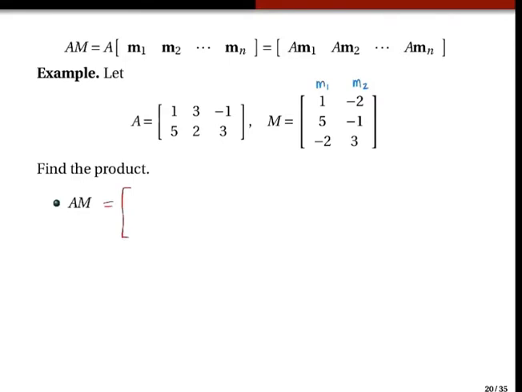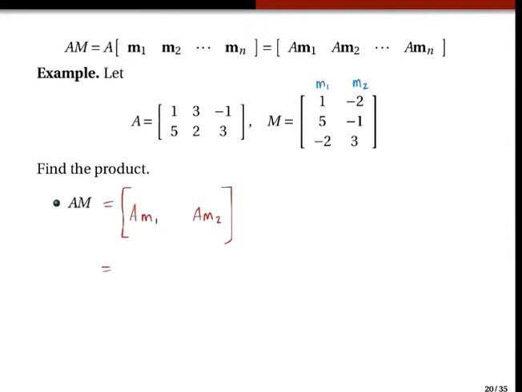You have your A, M1, and then here you have your A, M2. Okay? In partition form.